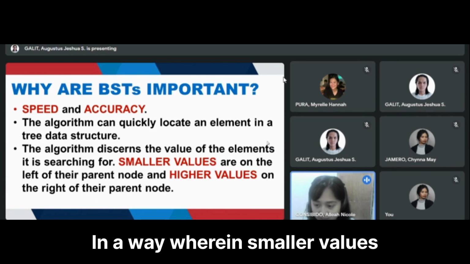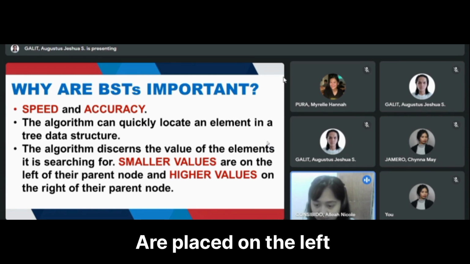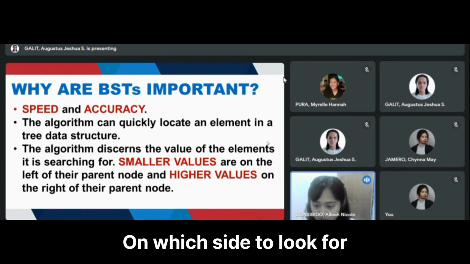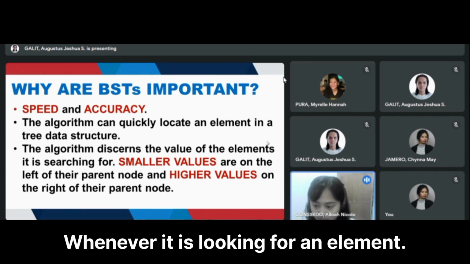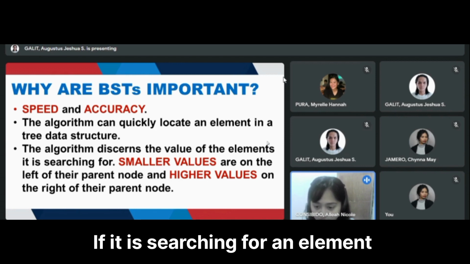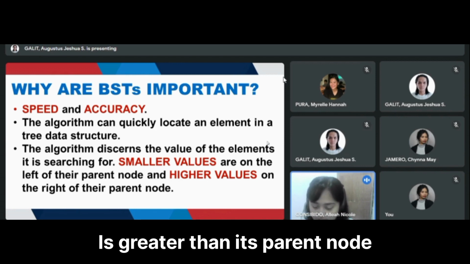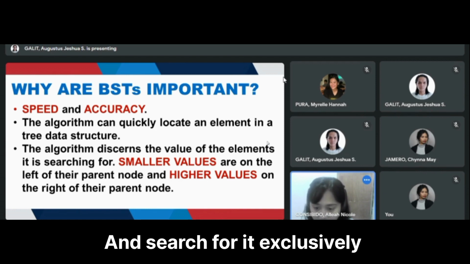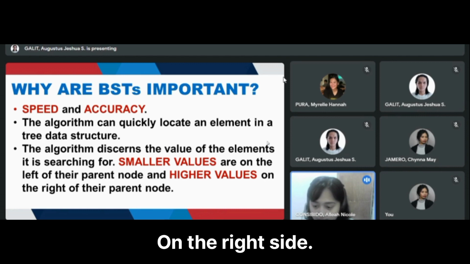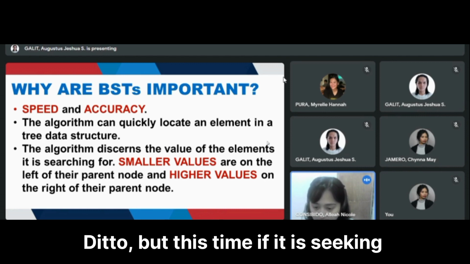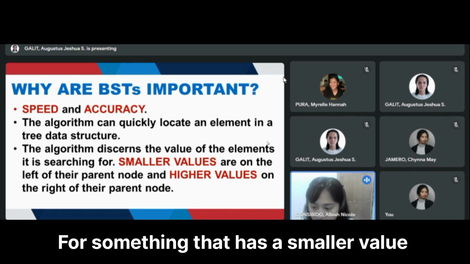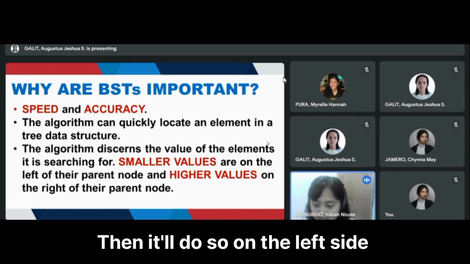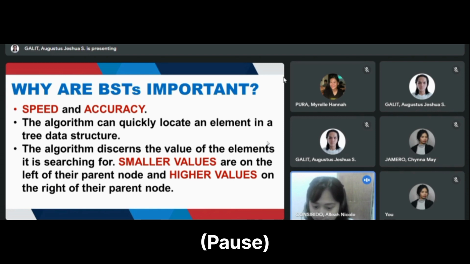By arranging the elements in a way wherein smaller values are placed on the left and higher values on the right, it helps the algorithm to know on which side to look whenever it is looking for an element. If it's searching for an element whose value is greater than its parent node, then it can just disregard the left side and search exclusively on the right side. Ditto, but this time if it is seeking something that has a smaller value compared to its parent node, then it will do so on the left side of the tree data structure.